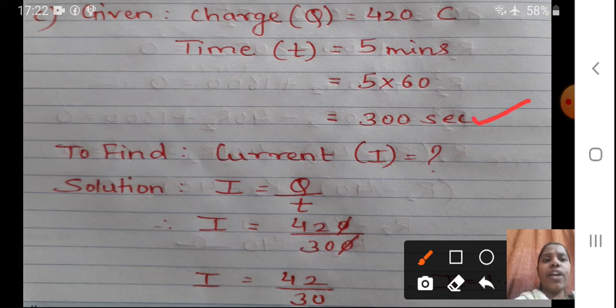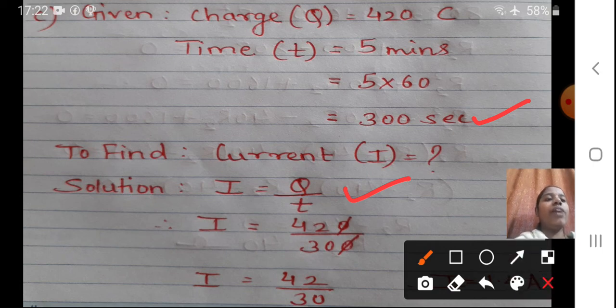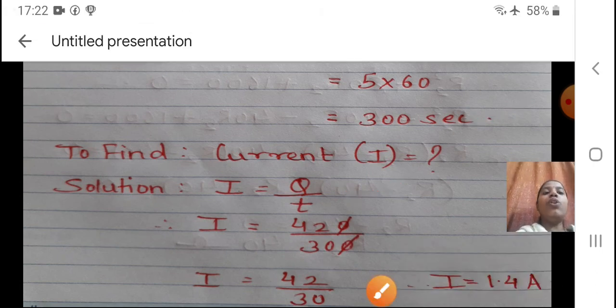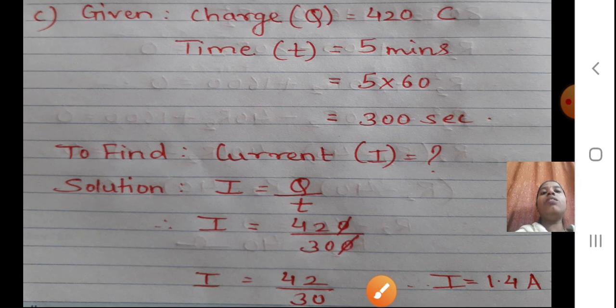To find current, we have to find the solution. You have the formula I is equal to Q upon T. We have substituted the values, and what is the value we are getting for I? I is equal to 420 upon 300. When you solve it, the I value will be equal to 1.4 ampere. Current unit will be ampere. Students, very simple sums. Only here the conversion of time, which we have to convert from minutes to seconds, and the simple formula you are going to use, that is I is equal to Q upon T.